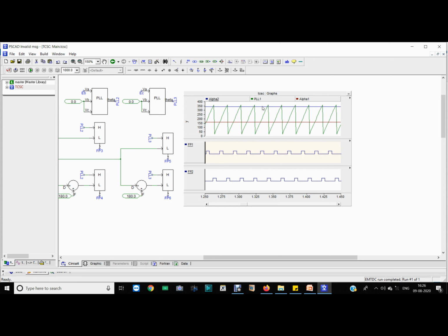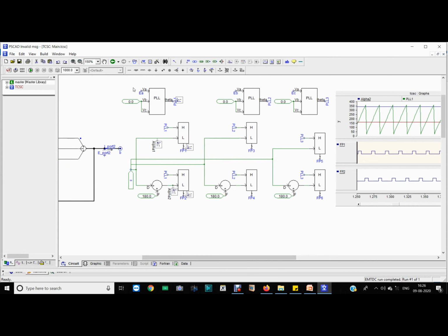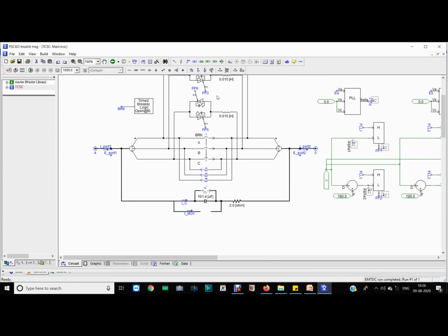Now PLL1 is compared with alpha 2. Greater than 1 will give you 1 output, less than 1 will give you the 0 output. So it is understood from this plot that our control circuit of the thyristor, means parallel thyristor, is working fine, right?